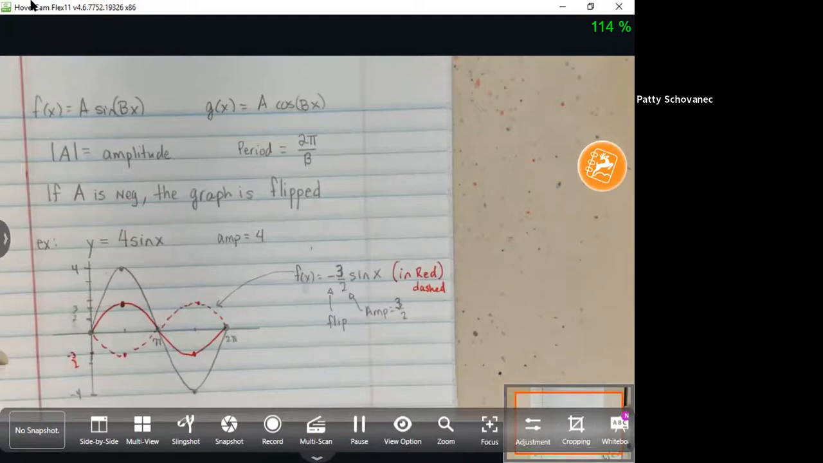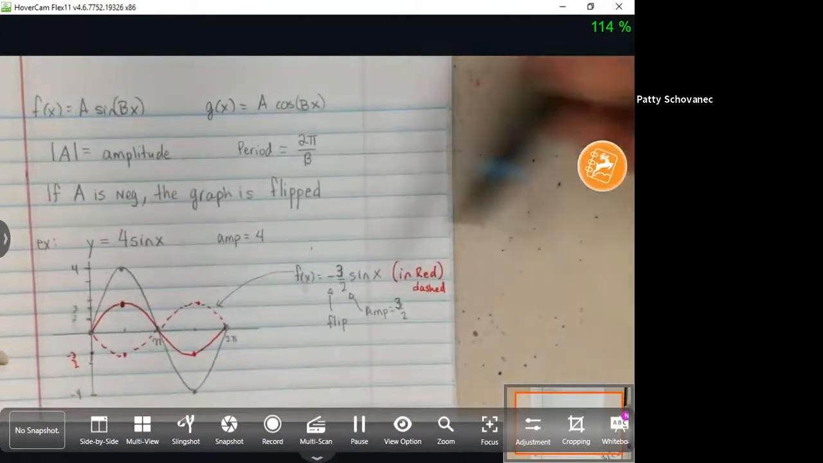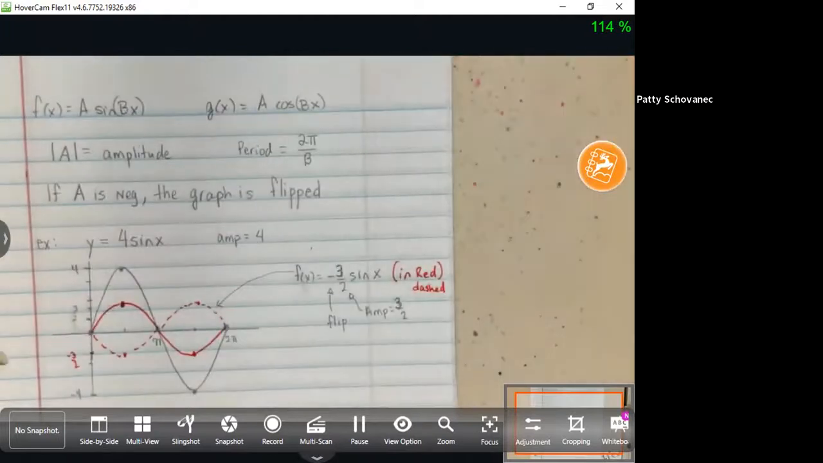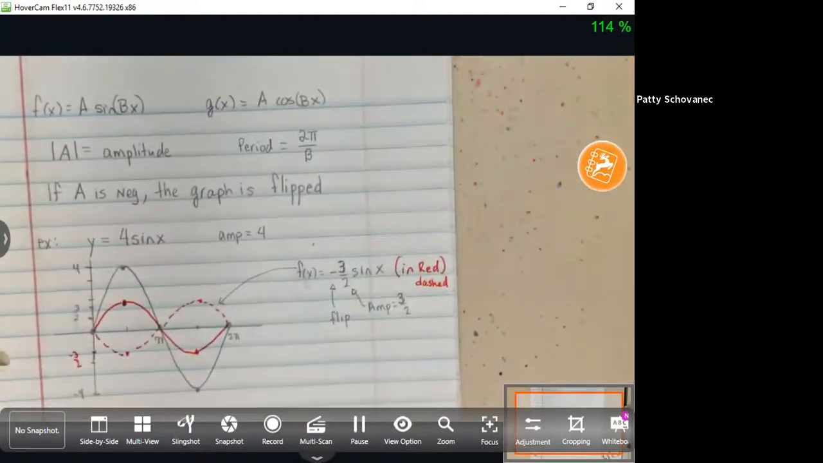Now, the one on Webwork was very similar to that, I think. Let me take a quick peek. Okay, that's got a change in the period. So let me do a change in period first. Putting a number in front of the x changes the period. So let me show you what that looks like.